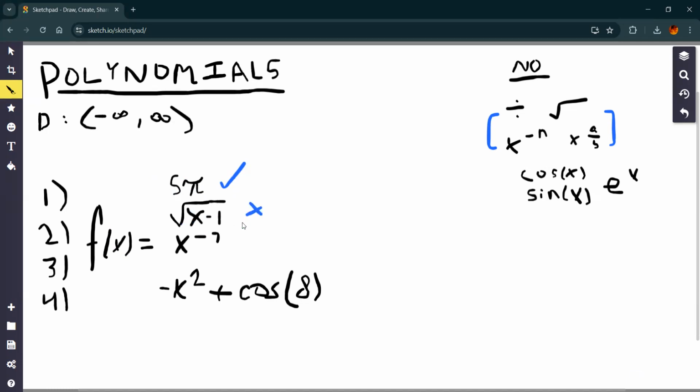Square root, we already know, trash can right away. And that might look like x minus 7. Sorry, but it's supposed to be x to negative 7. That's also not allowed.